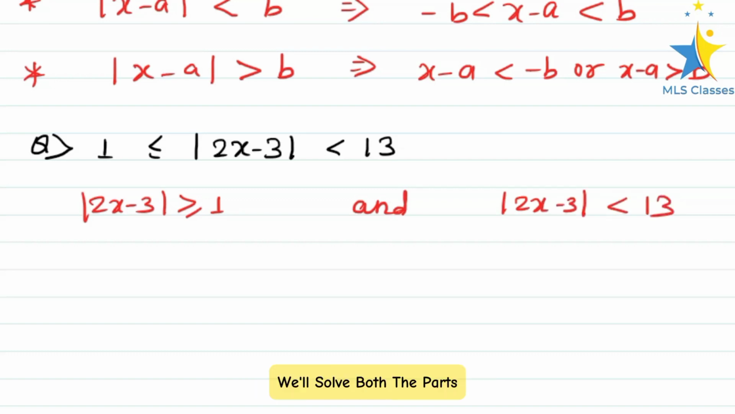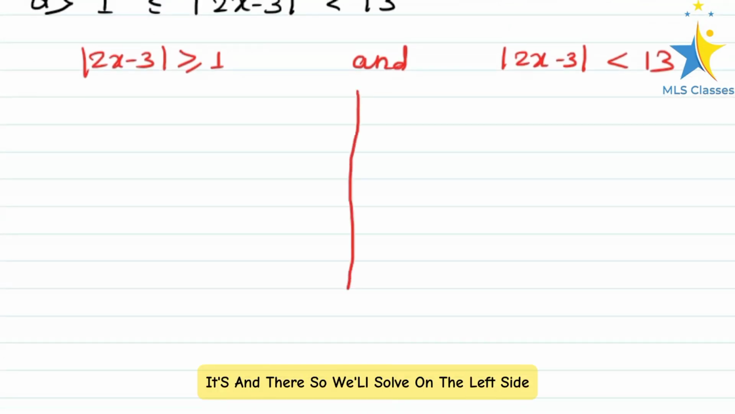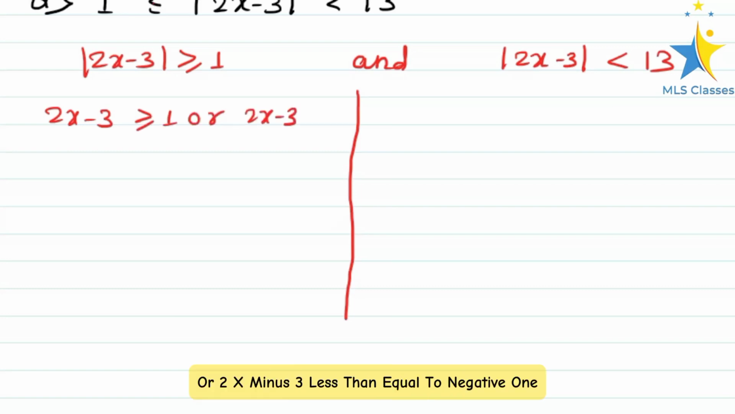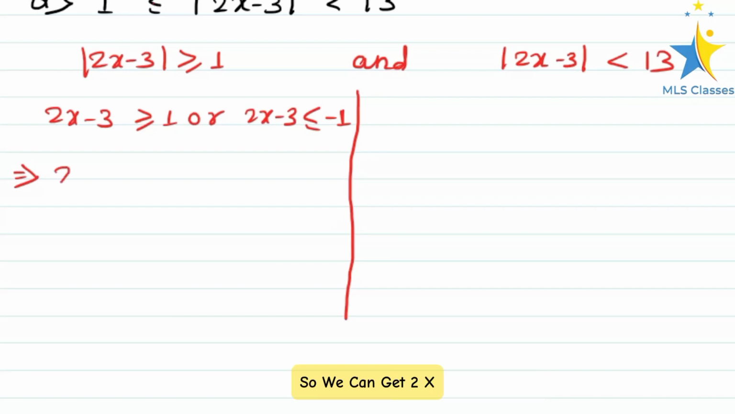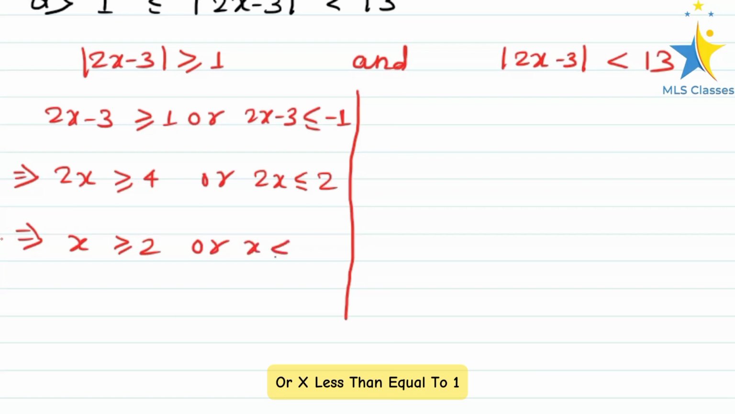Now we will solve both parts and find only the common solution between them, because it's an "and" there. On the left side, we can solve this using the second formula: 2x minus 3 greater than or equal to 1, or 2x minus 3 less than or equal to negative 1. We add 3 on both sides, so we get 2x greater than or equal to 4, or 2x less than or equal to negative 1 plus 3, that is 2. So from here we get x greater than or equal to 2 or x less than or equal to 1.